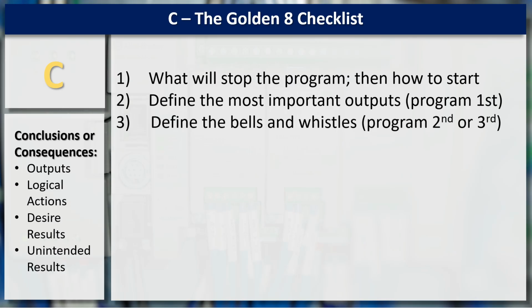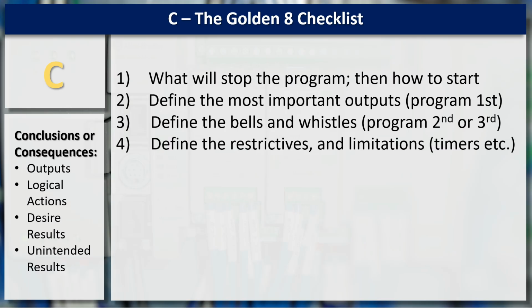Number 2, define the most important outputs and program them first. Number 3, define the bells and whistles. Program them second or third or maybe last. These are things that you want, but aren't necessarily going to stop the system.